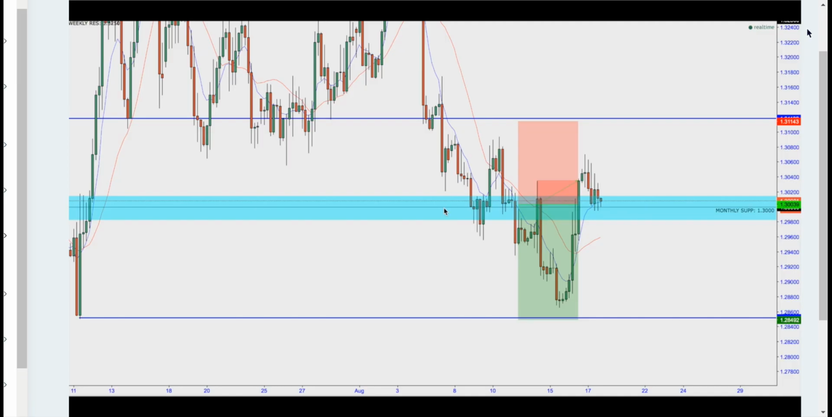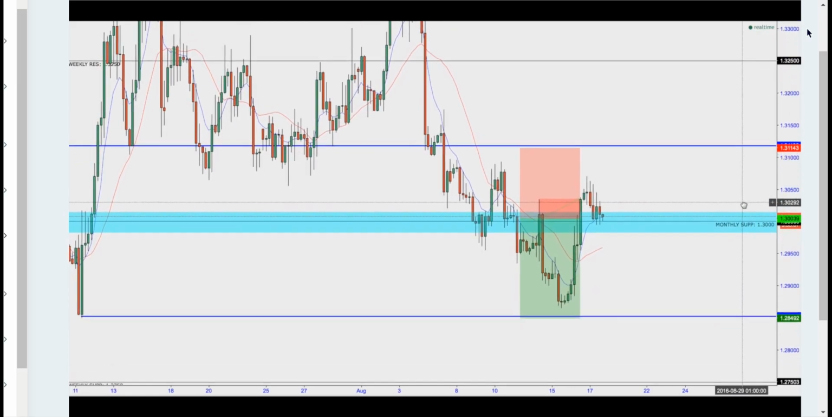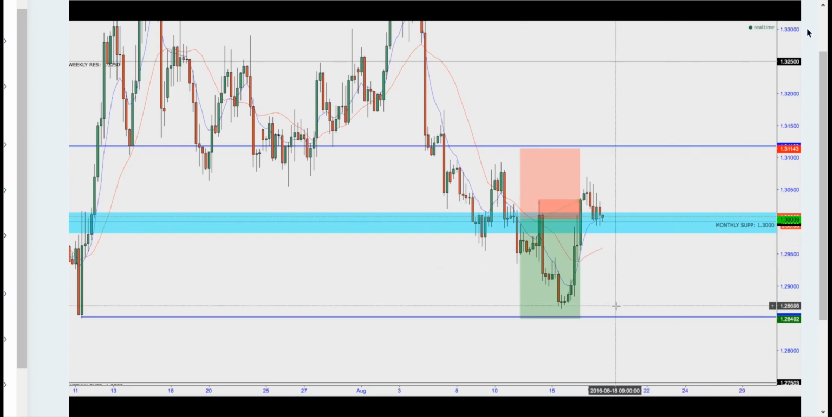So I've modified some of my monthly levels, my weekly levels, and I've just neatened things up a little bit and got up to date really with some of the price action. So let's see how this went.